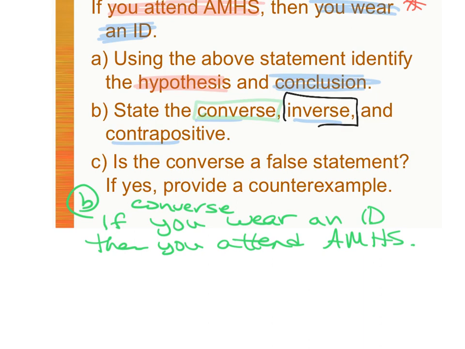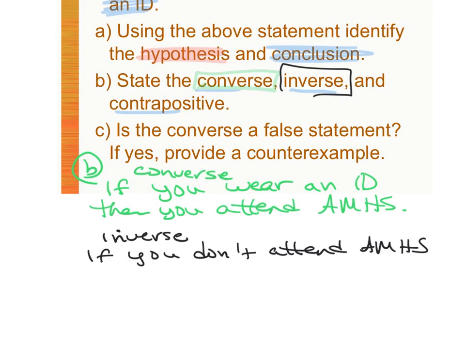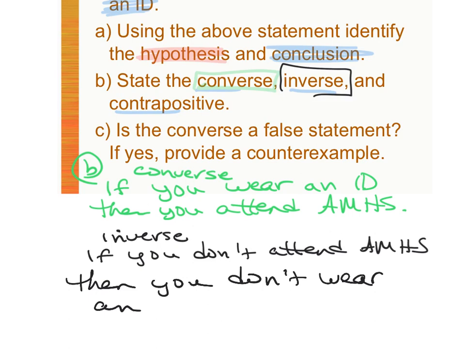So for my inverse, I'm going to say, if you don't or do not attend AMHS, then you don't wear an ID. And that's your inverse.